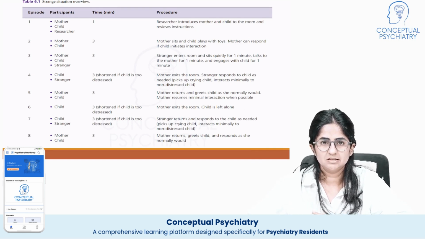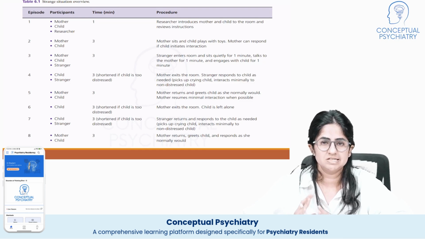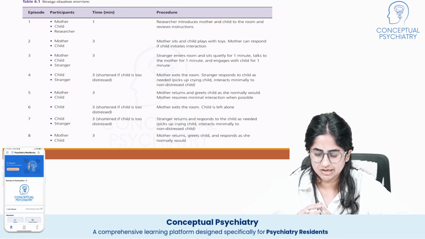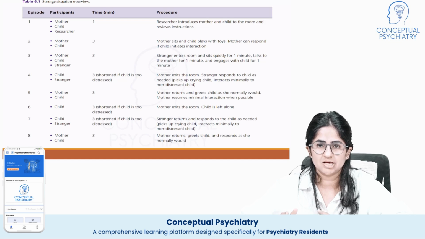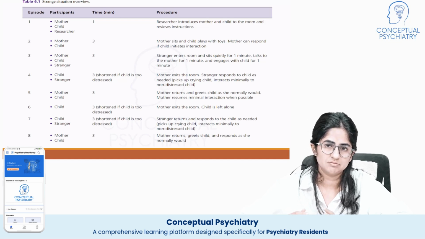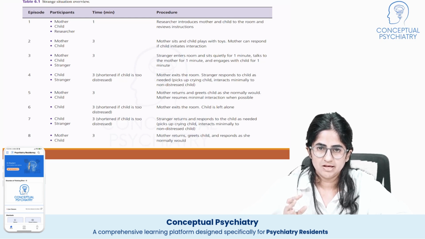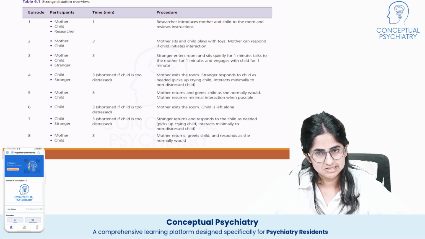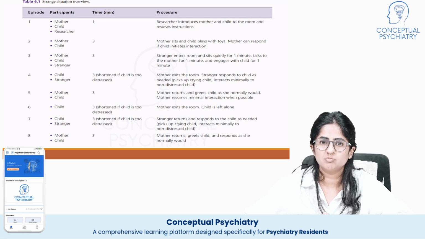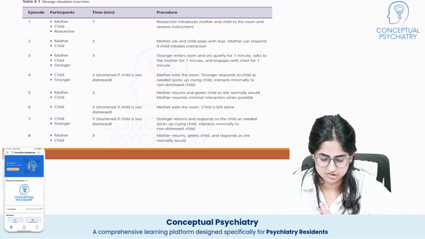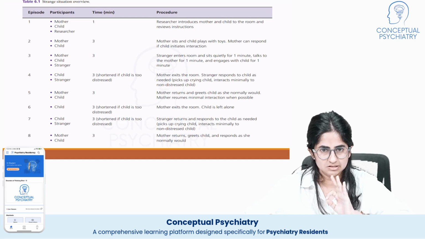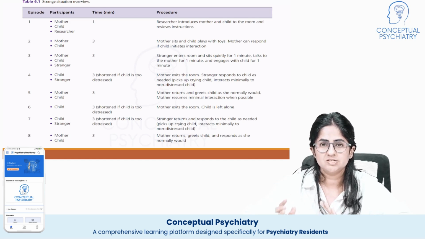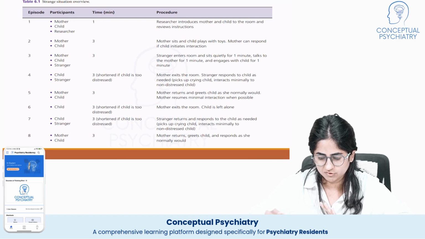Let us talk briefly about the strange situation overview. Now imagine that the mother, the child, and the researcher are sitting in the room, right? Initially, the researcher will introduce the mother and the child to the room so that the child is comfortable, give the instructions, and leave. Now it's the mother and the child in the room for the next 3 minutes. Mother sits, plays with the child, and can respond if the child initiates any sort of interaction. Now, in the third step, the stranger enters. The stranger sits quietly for a minute, talks to the mother for another minute, and engages with the child for another minute.